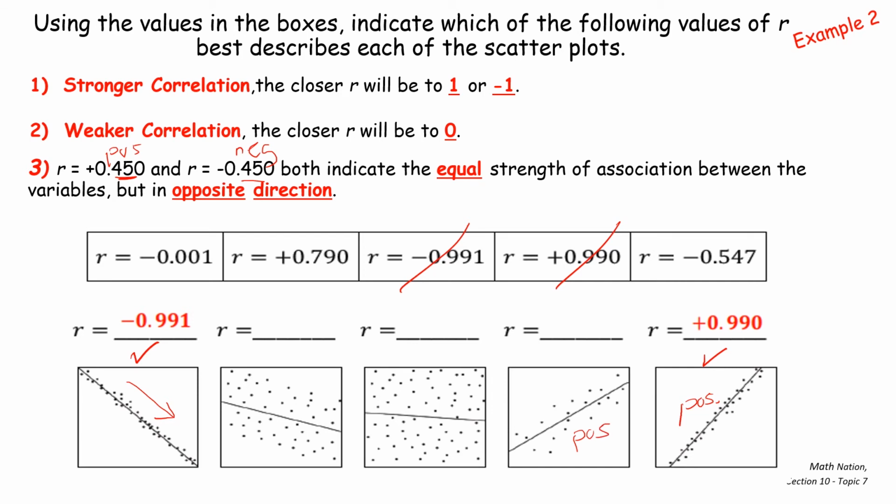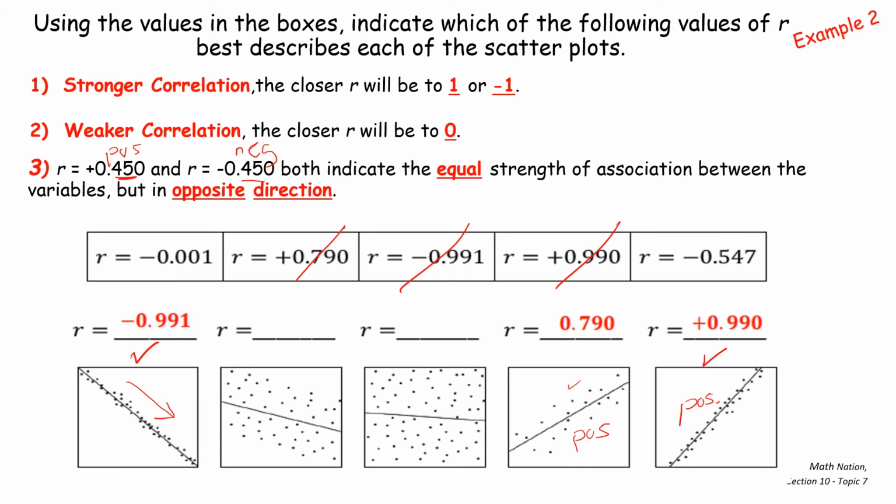And the other two graphs are negative. So my only positive R value left would be 0.0790. And of course it's going to be stronger, so it's closer to 1. And if you notice, the other two that are remaining, they're closer to 0. So I'm on the right track here. So this is positive, and this is closer to negative 1.